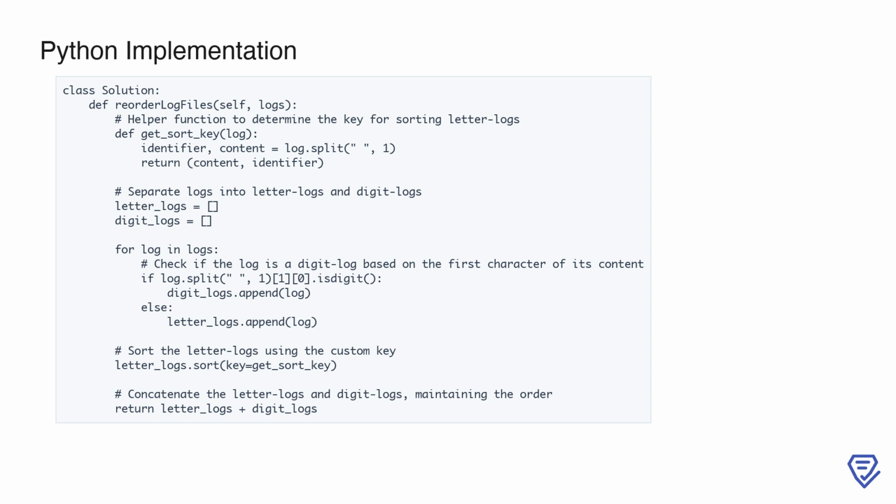3. Sort letter logs. The letter_logs list is sorted using Python's built-in sort method, with the get_sort_key function as the sorting key. This ensures the logs are ordered according to the problem's requirements for letter logs. 4. Concatenate the results. Finally, the letter_logs and digit_logs lists are concatenated, with letter_logs appearing first, followed by digit_logs. The order of digit_logs is preserved as required by the problem. This solution is efficient, leveraging Python's timsort algorithm for sorting, which operates in n log n time complexity for the letter_logs list.